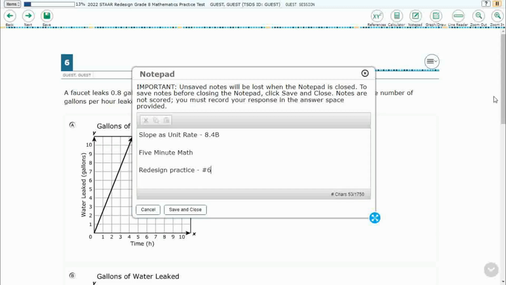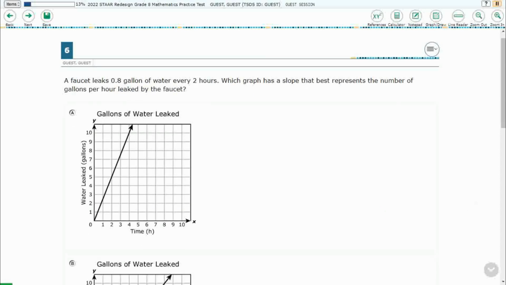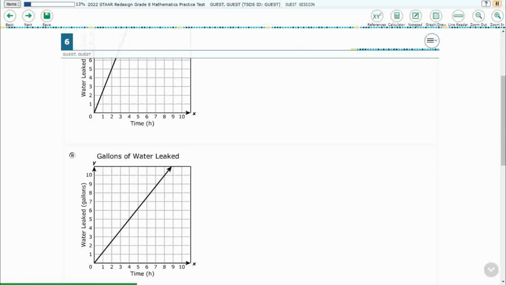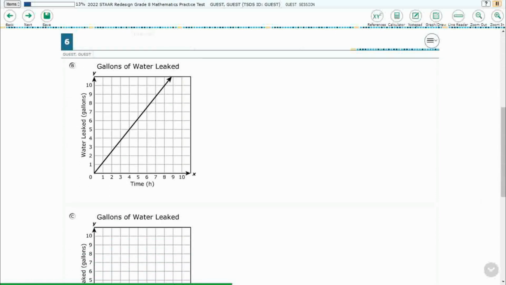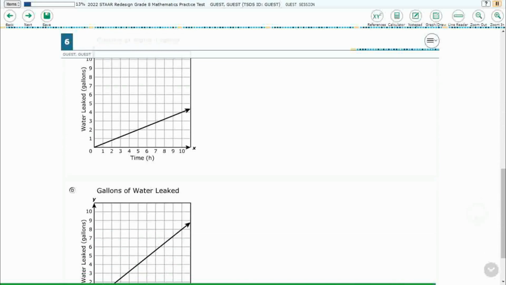Today we are looking at the 8th grade concept of slope as unit rate. This is standard 8.4b in the great state of Texas, and we are using item number 6 off the Redesign Practice Online STAAR Test. If you haven't done so already, please go ahead and take a moment to pause the video, work this problem out on your own, unpause it, and we will look at our answers together.